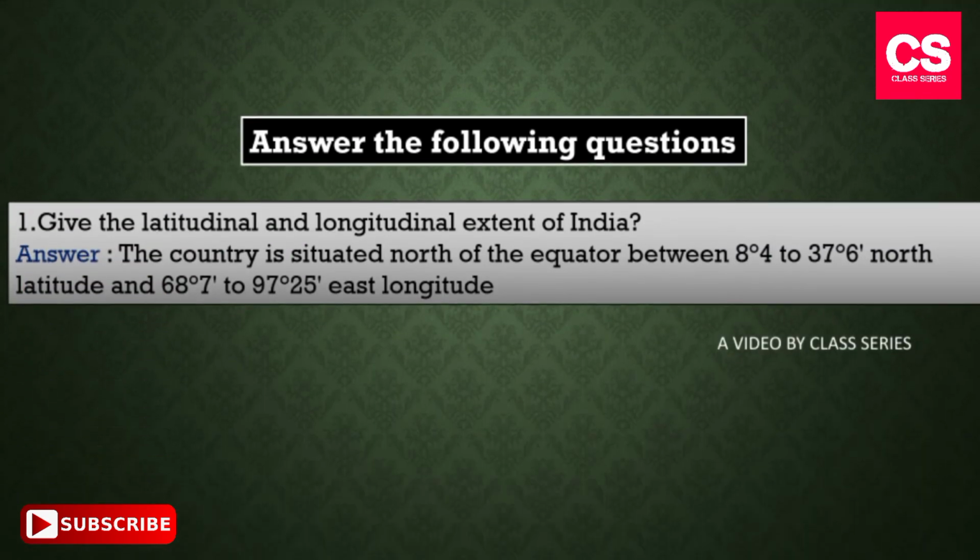Let's move on to our second main, that is answer the following questions. In that our first question is give the latitudinal and longitudinal extension of India. The answer of this question is the country is situated north of the equator between 8 degree 4 minutes to 37 degree 6 minutes north latitude and 68 degree 7 minutes to 97 degree 25 minutes east longitude.